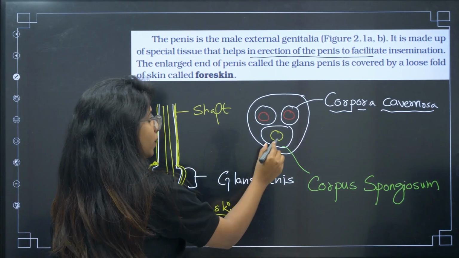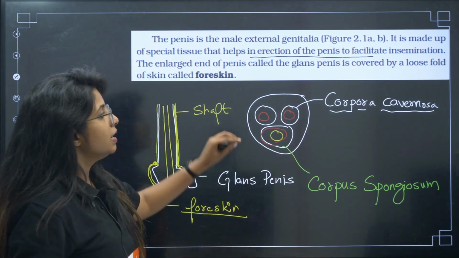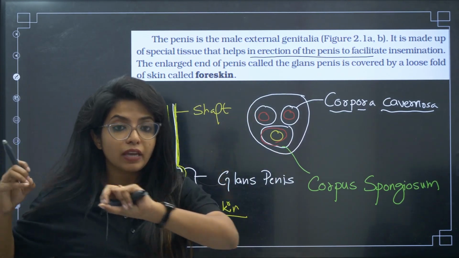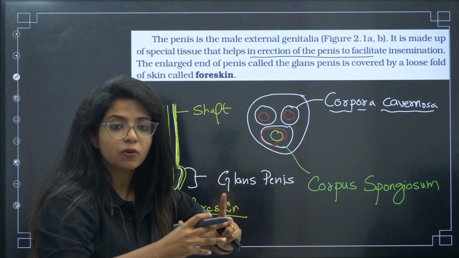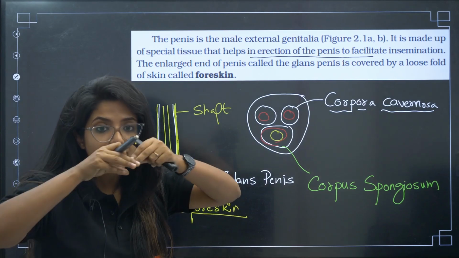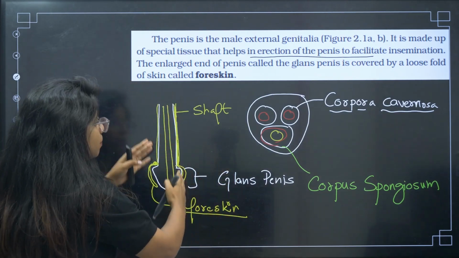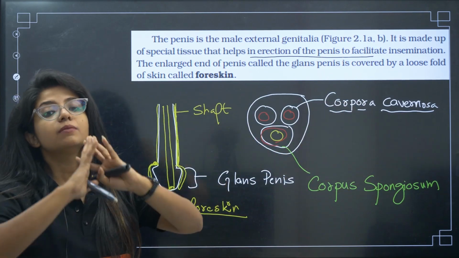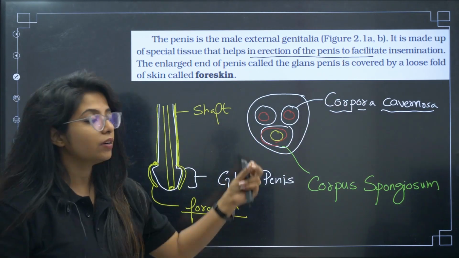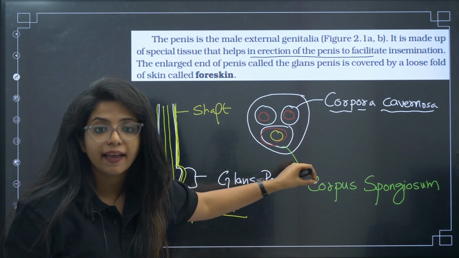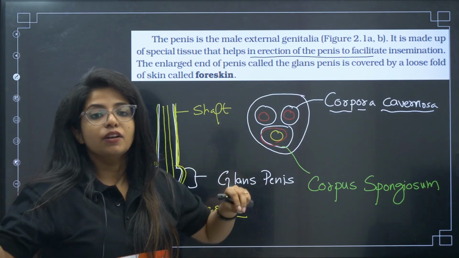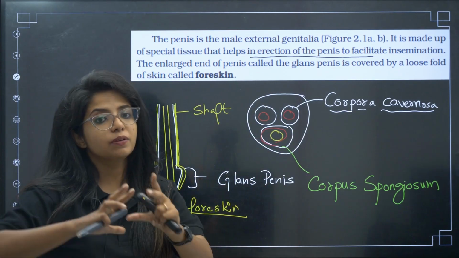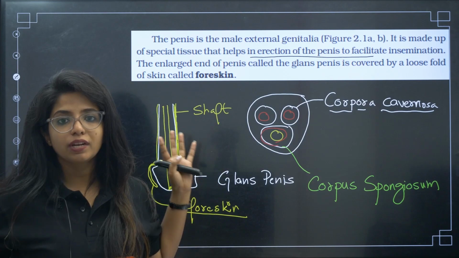Now, what happens is that when blood enters the arteries, these erectile tissues get stiff, and that is when the external genital organ, the penis, becomes erect. So it is very important that erectile tissues are there because they have blood-filled sinuses. When the blood fills up, it becomes erect. I hope it is very clear to you.